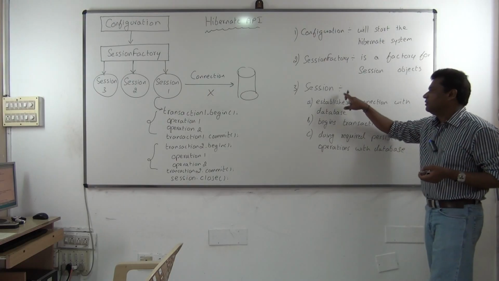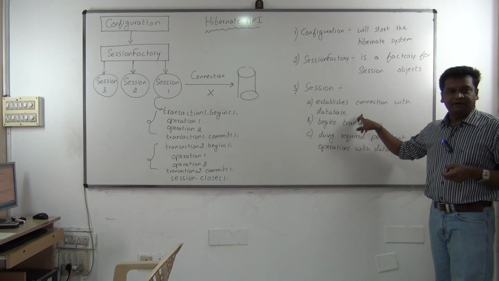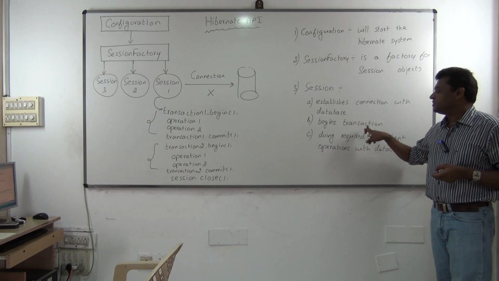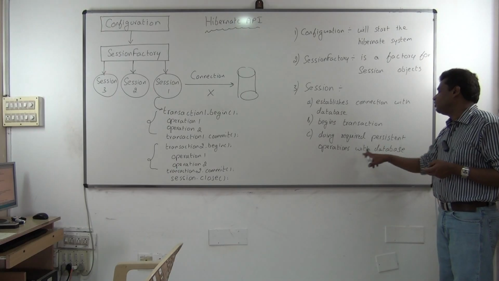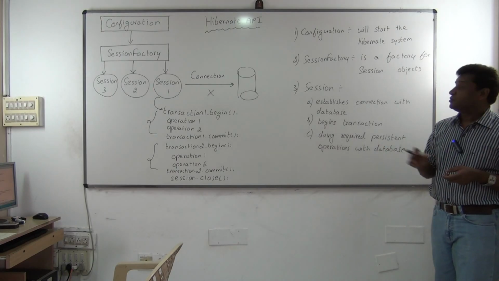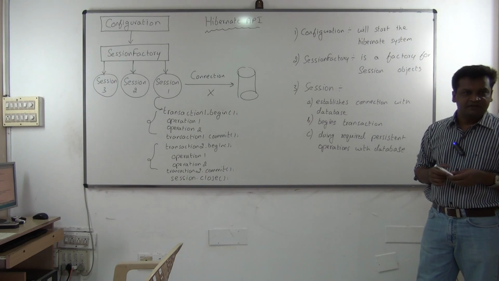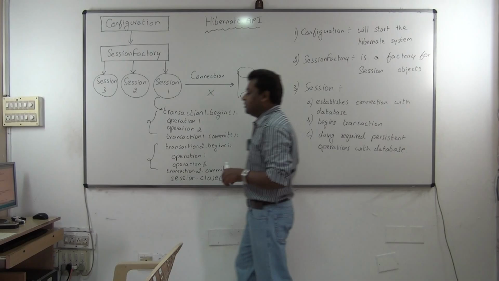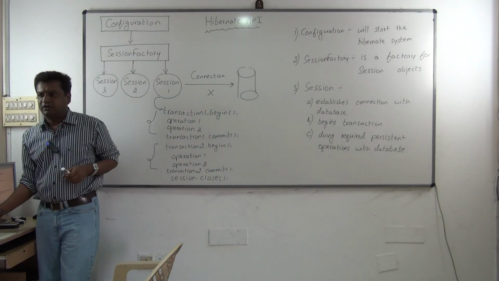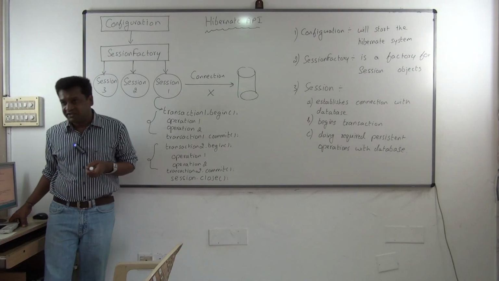I have clearly listed it here. What is the role of the Session? It establishes the connection with the database, then it begins the transaction, and it is responsible for doing the required persistent operations with the database. These are the three main responsibilities of the Session object. Are you clear with this? Yes. So I'll be explaining the same code now in detail. Let's see that now.